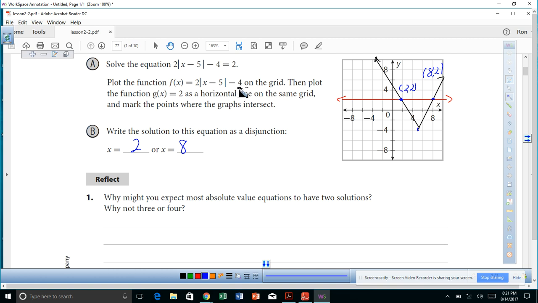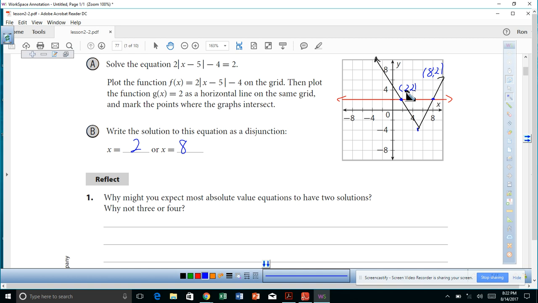All right. Reflect. Number 1. Why might you expect most absolute value equations to have 2 solutions? Why not 3 or 4? If the absolute value expression is not equal to 0, the expression inside an absolute value can be either positive or negative. So there can be at most 2 solutions. Well, how many legs do you have here? You've got 1 leg, 2 legs. So at most you can have is 2 solutions, looking at it graphically.